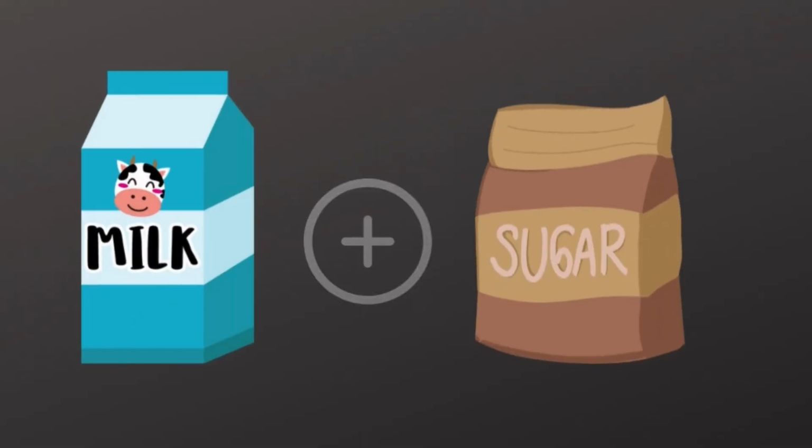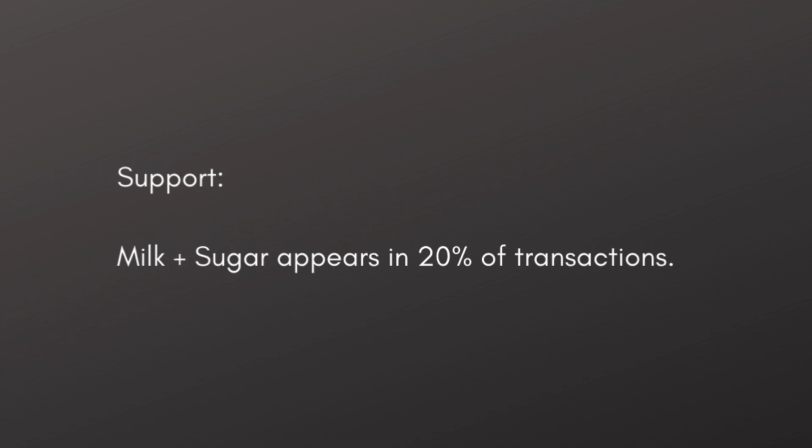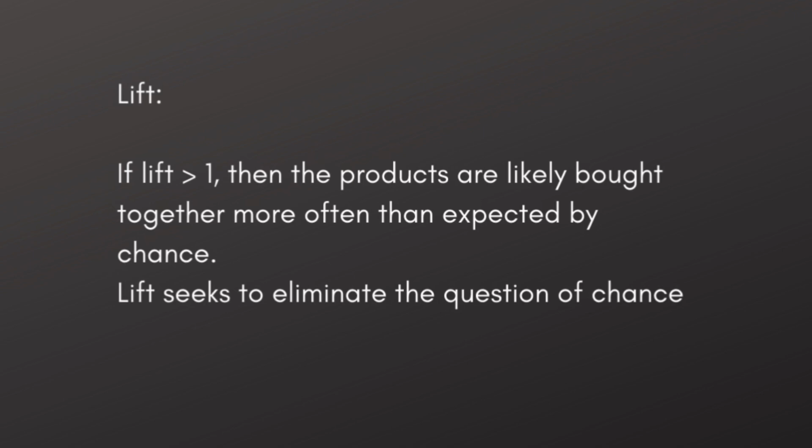In other words, if a customer often buys milk and sugar together, then the MBA will highlight this combo as follows. Support: milk plus sugar appears in 20% of the transactions. That's what support would indicate. Confidence would say 70% of customers who bought milk also bought sugar. If the lift is greater than one, then the products are likely bought together more often than expected by chance.